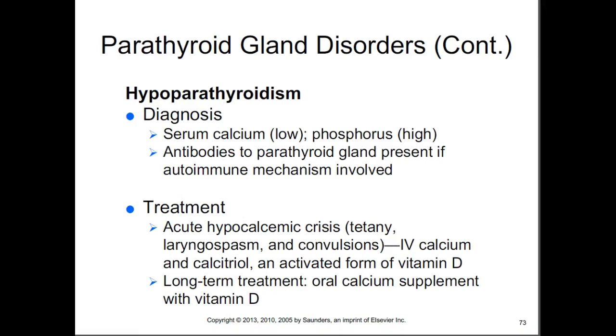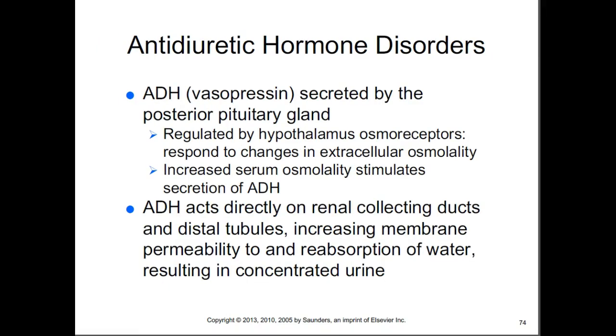You might see antibodies to parathyroid glands if it's an autoimmune mechanism. Right, so treatment is to basically treat the hypocalcemic crisis, so the tetany, laryngospasm, and convulsions, with IV calcium and calcitriol, which is an activated form of vitamin D. That's what calcitriol is. So long-term treatment is oral calcium supplements with vitamin D.